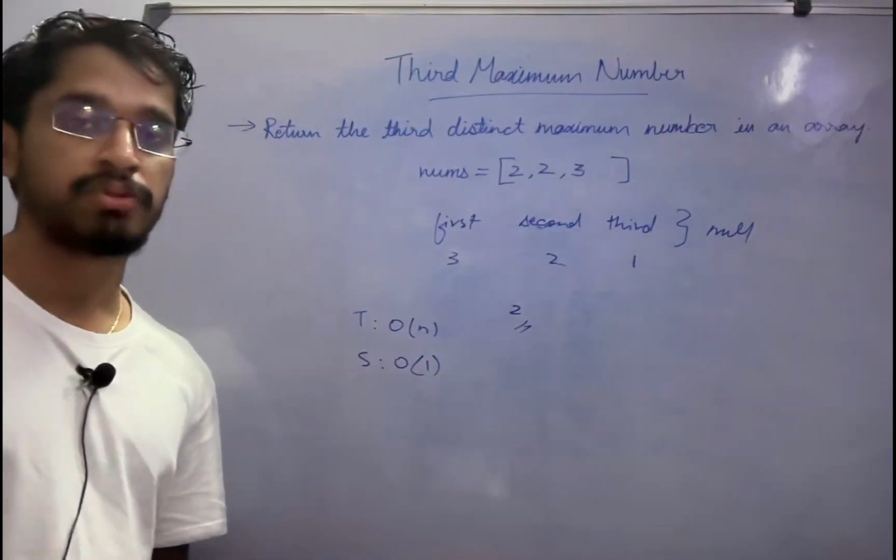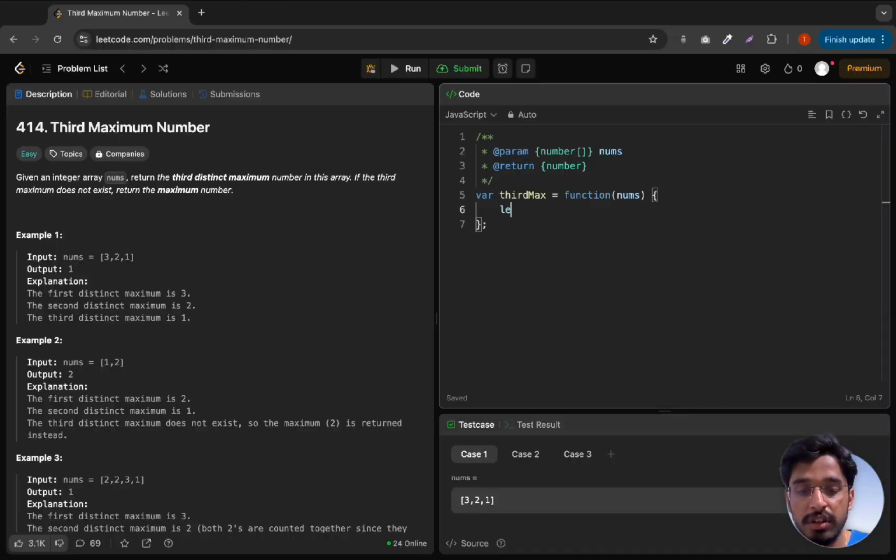So let's see how we can solve this with code. Let's initialize the 3 variables. I'm going to set first to null, and the same for the second and third as well.